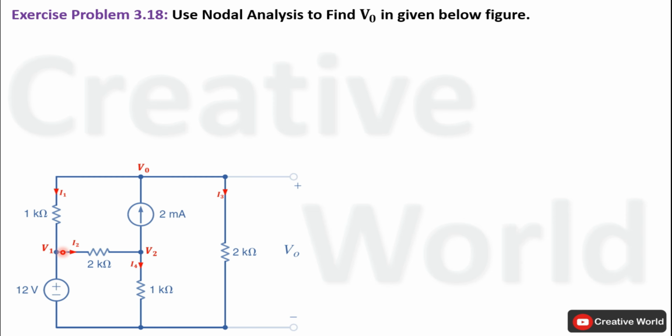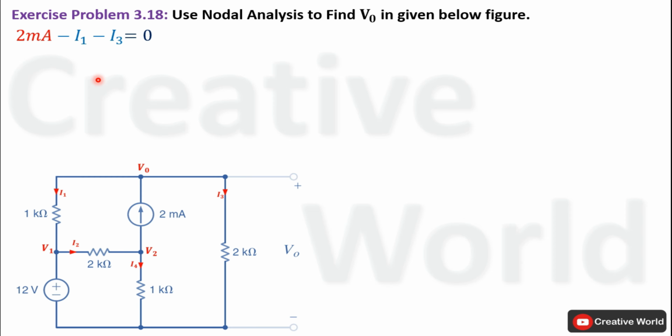So we have the value of V1, so there is no need to apply Kirchhoff's current law on this node to find its voltage equation. We will apply Kirchhoff's current law on this node. On this node, only one current is entering while two currents are leaving. So the entering current is 2 milliampere and it is taken with a positive sign, while the leaving currents are taken with negative signs, and these currents are I1 and I3.